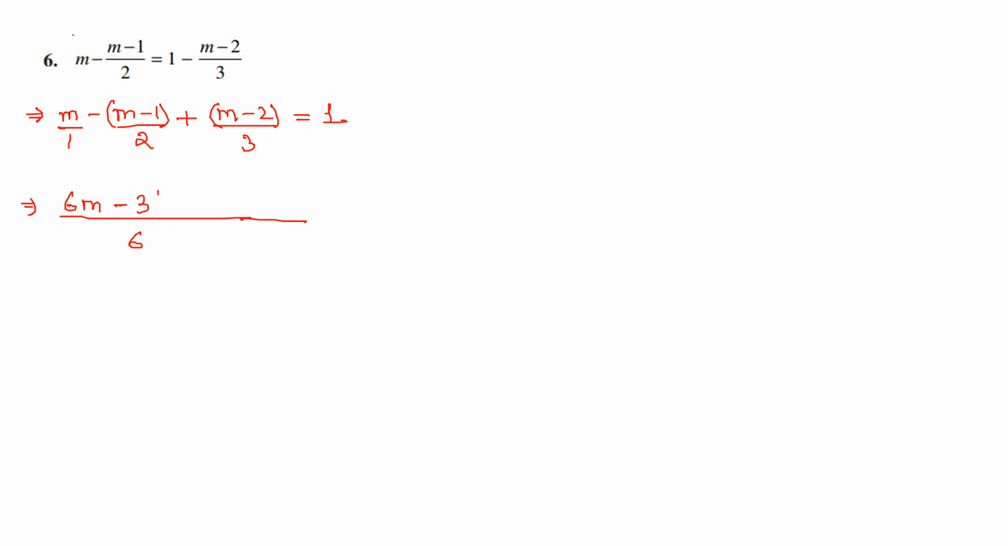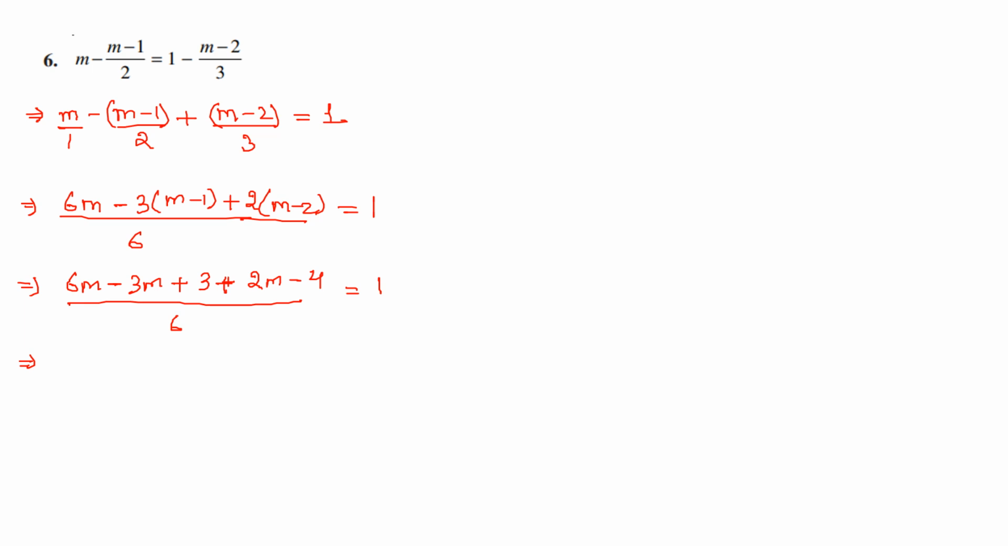Okay, so here it will be 3 plus, 3 times 2 is 6, so here it will be 2, equal to 1. Now 6m. Now use the distributive property. So minus 3 multiplied by m is minus 3m, and minus 3 into minus 1 is plus 3. Plus 2 into m is 2m, plus 2 into minus 2 is minus 4, divided by 6 equal to 1. Now 6m minus 3m will give me 3m, plus there is one 2m here. Okay, and plus 3 minus 4.